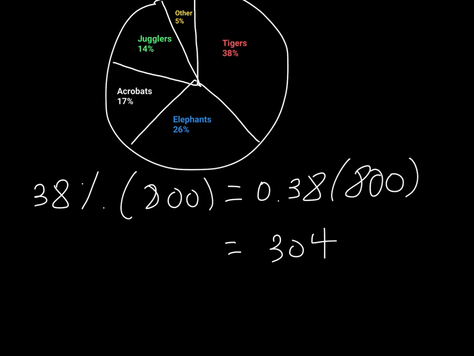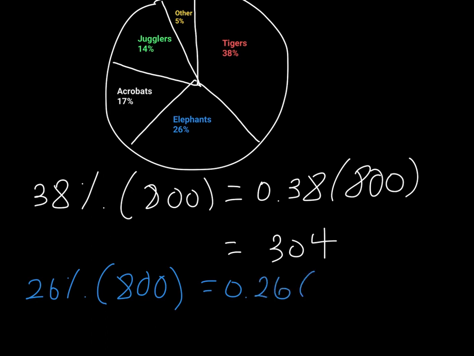So how about elephants? We know that 26% of the 800 total people preferred the elephants. Now 26% is 0.26 as a decimal, right? Of 800, which is going to give you 208. Now use a calculator here to do that final multiplication problem.